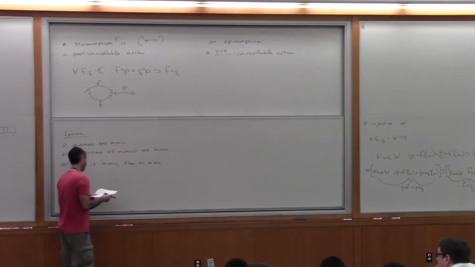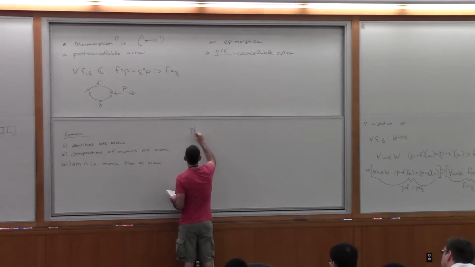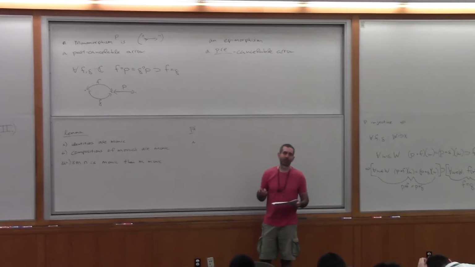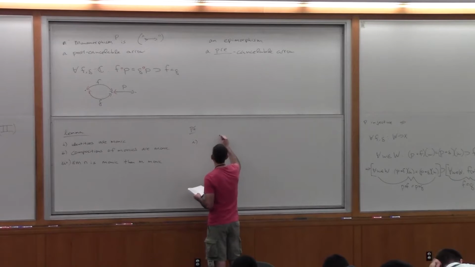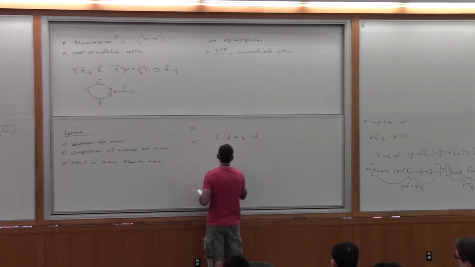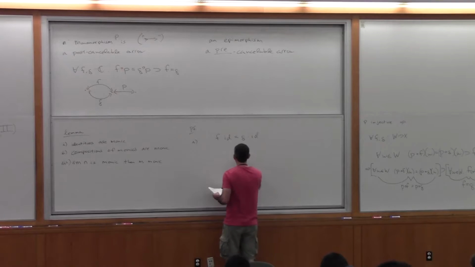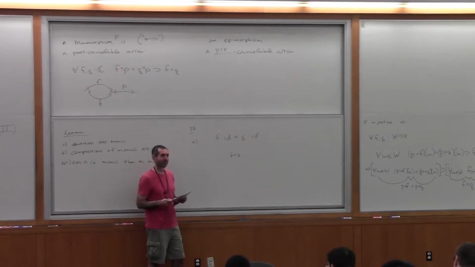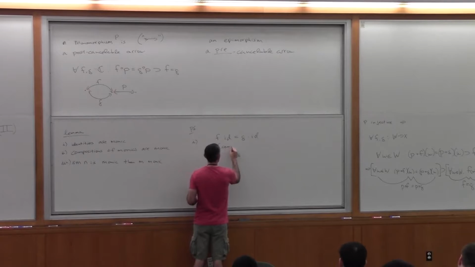OK, so let's go through these. Proof. One. OK, so we want to show that identity morphisms are monic, which by definition means that we want to show that they're post-cancelable, right? So what we need to do is we set up an arbitrary pair of parallel morphisms that compose with the identity to equal things. This is what we assume. What we want to show somehow is that f is equal to g. How do we do this? Exactly. This is true by the composition unit law. Done. Okay?